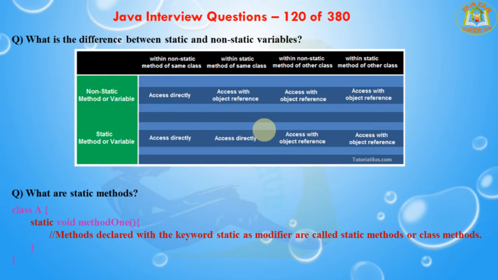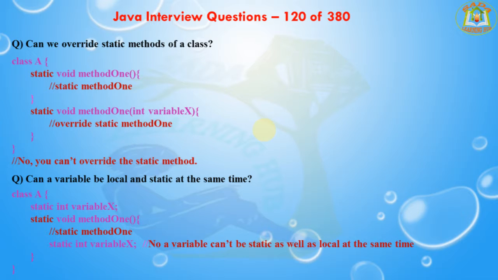The next question is, can you override static methods of a class? We can't override static methods. Static methods belong to the class and not to individual objects, and are resolved at the time of compilation, not at runtime. Even if we try to override static methods, we will not get a compile time error, nor any impact of overriding when running the code.